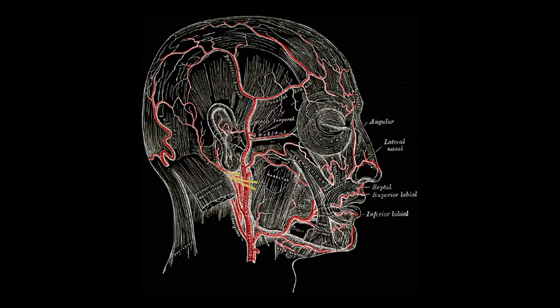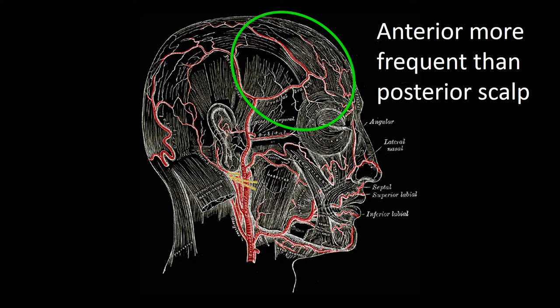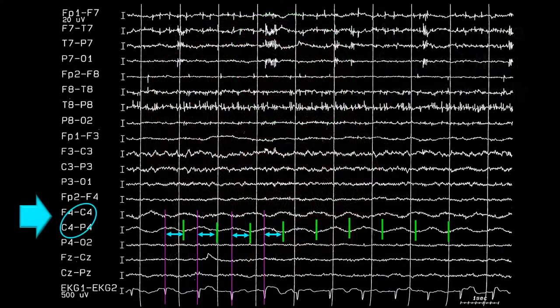This is a drawing of the scalp arteries. As you can see, arteries are in the back of the head, in the middle of the head, and in the front. Yet pulse artifacts are more often present in the anterior part of the scalp than in the posterior region of the scalp. Pulse artifacts are usually confined to a single electrode and appear as a slow wave about 200 to 300 milliseconds after the QRS cardiac artifact. This is about the time the blood from the heart takes to get to the scalp arteries.